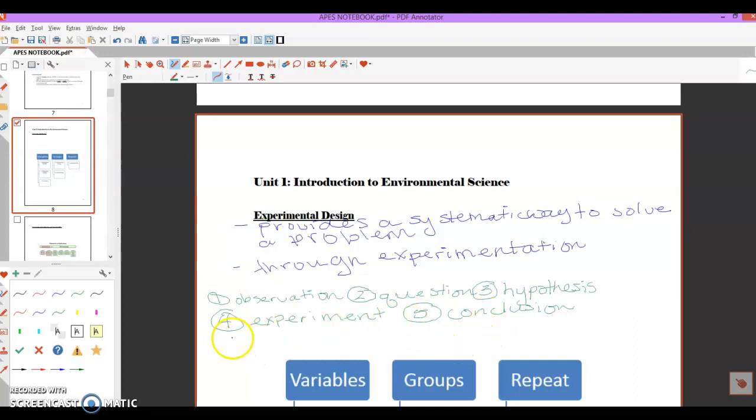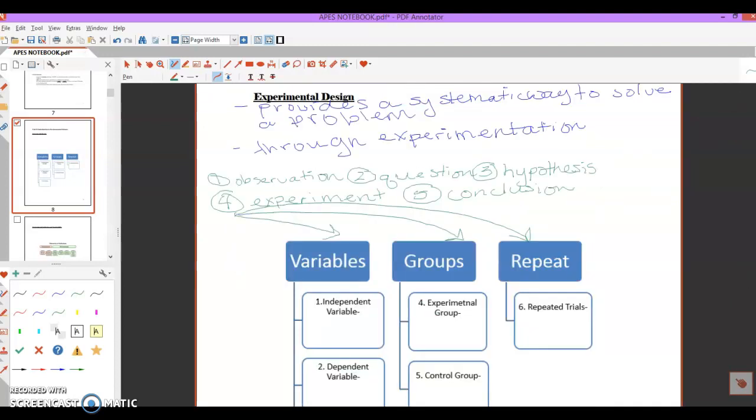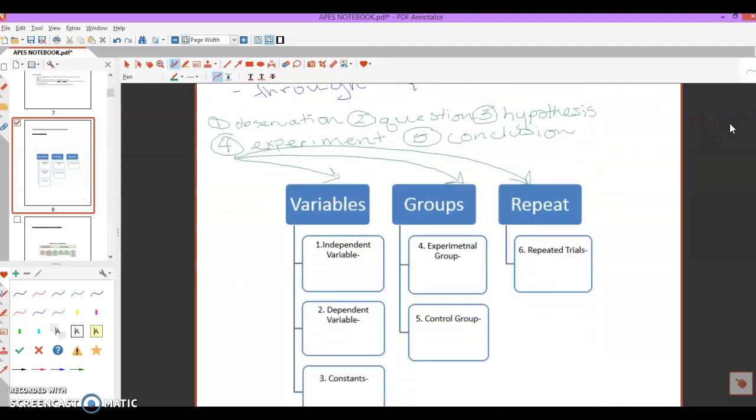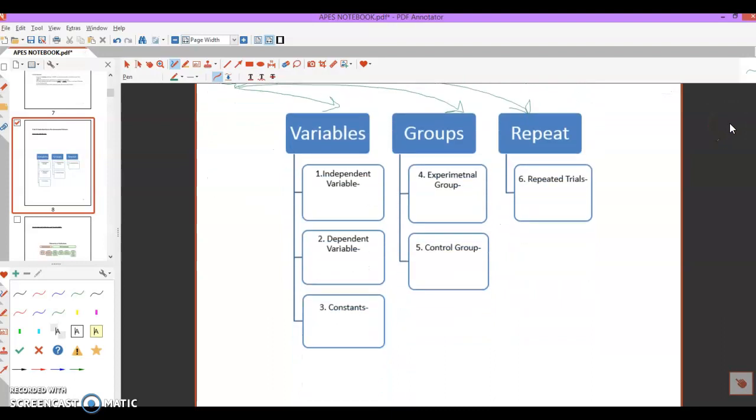So I want to focus back on our experiment. When we do an experiment, we have to look at 3 things. All 3 of these have to do with our experiment. So let's talk about these. Let me scoot the page down so that we can see the rest of this. Oh, that is too much. There we go.